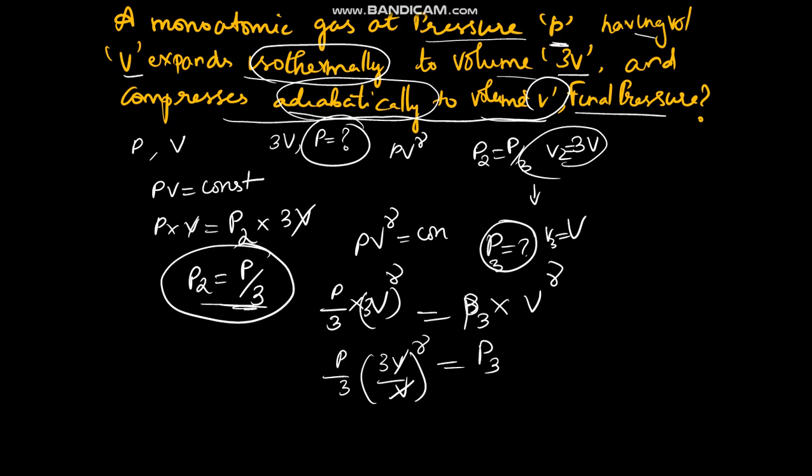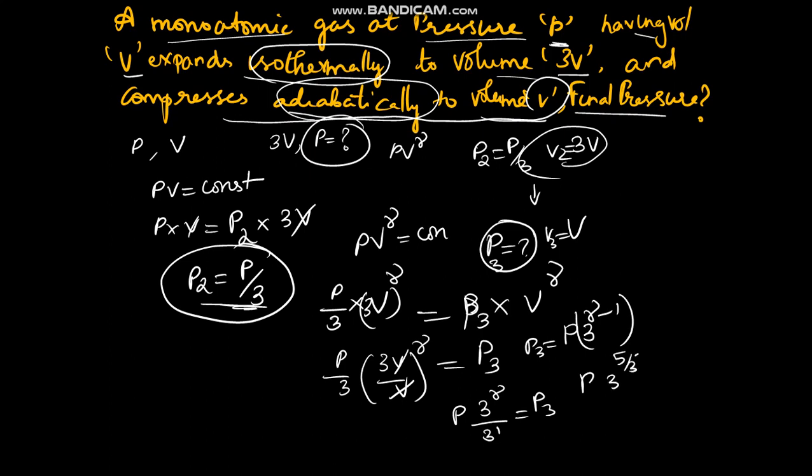So V and V get cancelled. P into 3 power gamma divided by 3 power 1 is equal to P3. So P3 is equal to P into 3 power gamma minus 1. Since it is a monoatomic gas, P into 3 power 5 by 3 minus 1, that is equal to P into 3 power 2 by 3. This is the final pressure.